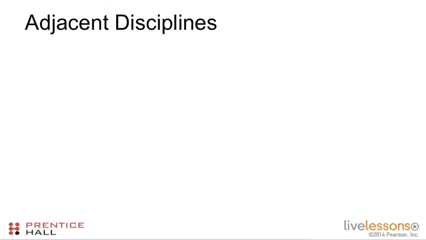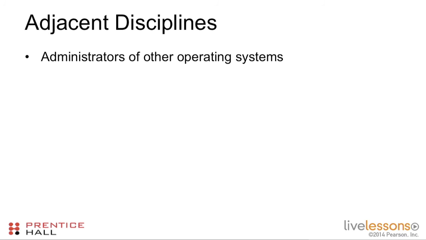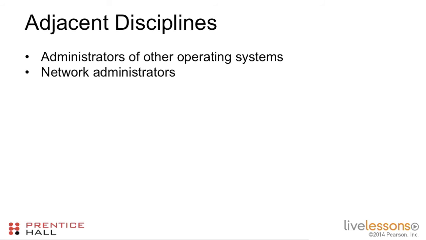As a system administrator, you'll interface with lots of other people on your team. Here are a few of the types of people that you'll be working with in your day-to-day system administration duties. One is administrators of other operating systems. This might be Windows administrators, or Unix administrators, or Mac administrators. You'll also be interfacing with network administrators. A network administrator's duty is to ensure that the network is configured correctly for systems to run on. They're the people that manage routers, switches, and connections to internet service providers.